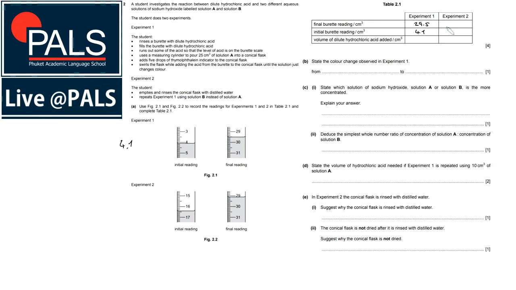Experiment 2, final burette reading, 29.1, and initial, so that's 16.4. Now always take a quick look that you get the reading right. Now here we count from top to down. Now the numbers are increasing, so that's how we read it. Don't make the mistake to by accident read in the wrong direction. Now this can easily happen with a burette, since it's the opposite as in a measuring cylinder.